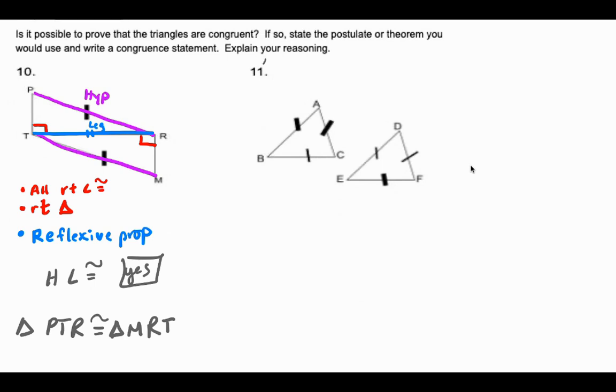Now, you have to be super careful when you're looking at the markings. So I have a single marked side, a single marked side, and a single marked side. I have a double marked side, a double marked side, and a double marked side. So when I look at these, this is not congruent. So I cannot get my corresponding sides congruent.